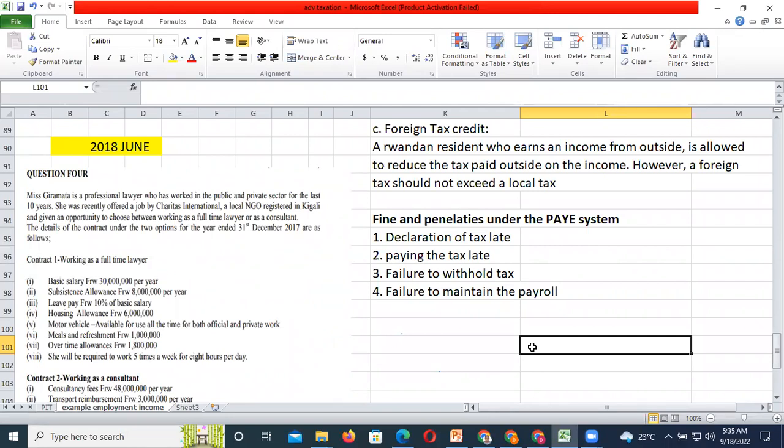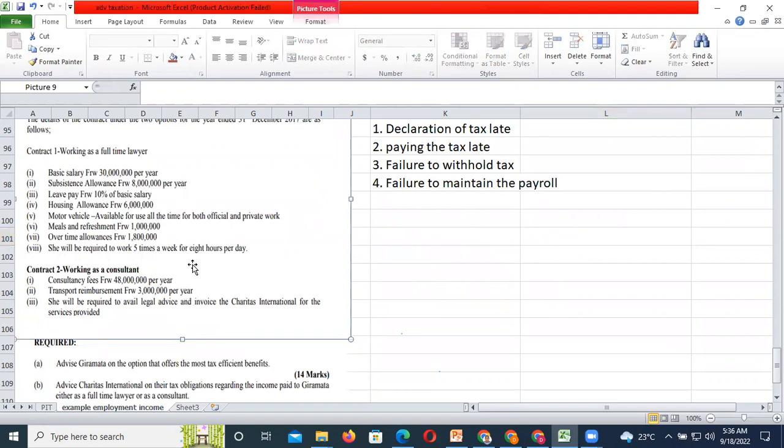Working as a full-time lawyer means you are going to compute the employment income. If he's working as a consultant, still the computation is this, because if you're working as a consultant, that is a business income. It's not a second employment. Maybe we need to analyze that aspect. Is working as a consultant a second employment? It's not. If you are working as a consultant, automatically it is going to be a business income, not an employment income.